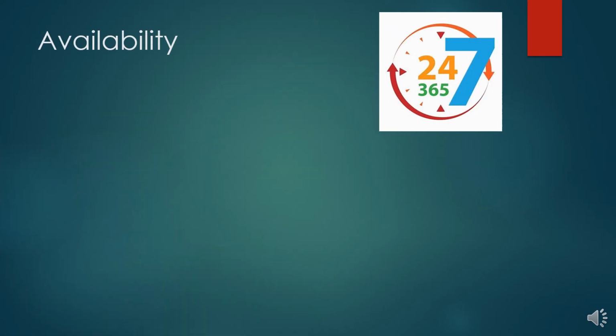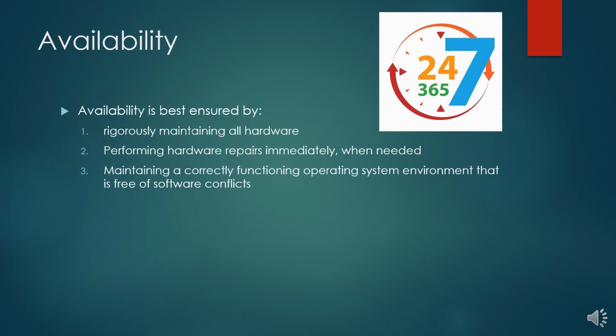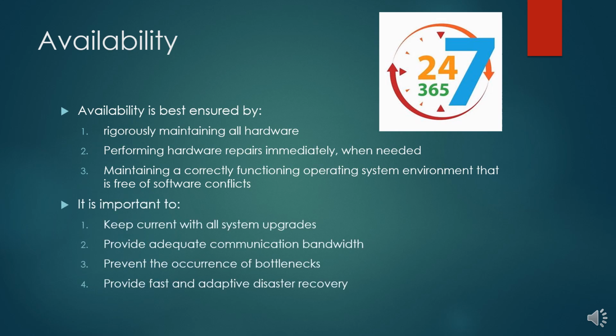Lastly is availability. Availability is best ensured by rigorously maintaining all hardware, performing hardware repairs immediately when needed, and maintaining a correctly functioning operating system environment that is free of software conflicts. It is important to keep current with all system upgrades, provide adequate communication bandwidth, prevent the occurrence of bottlenecks, and provide fast and adaptive disaster recovery.